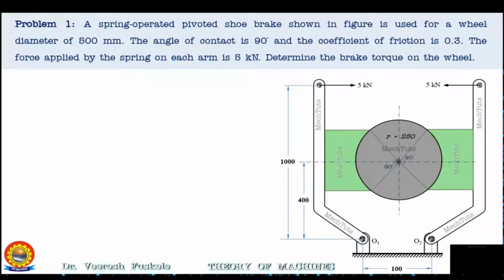So this is the configuration given. The radius is 250 mm. The force applied on both the ends is 5 kN, and the angle of contact is given as 90 degree. That means it is greater than 60 degrees.